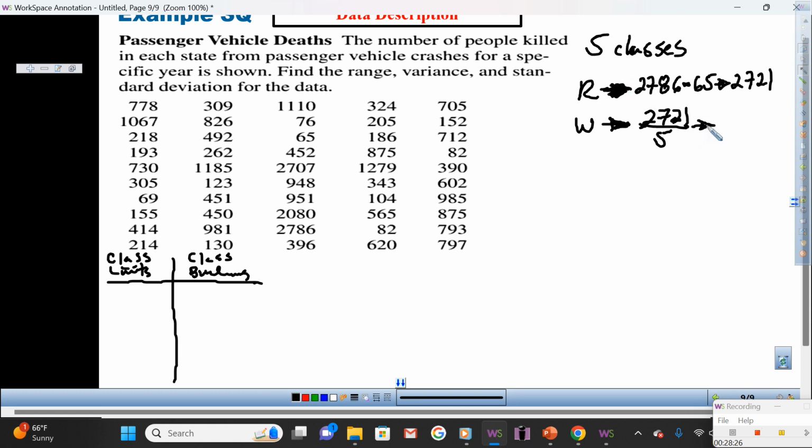Therefore, 5 what? 555? 545? No decimal? Okay, so it was 544 point what? 3.2. So it goes up to 545, okay. So that's our width. So, what number do we start with, guys?